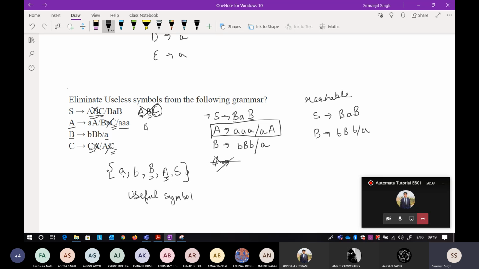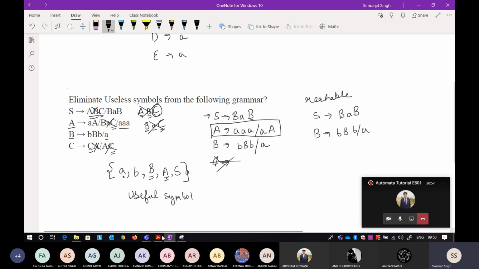In a similar way, if you see BAC, now B is there, A is also there, but C is not there. So you do not get rid of only one particular symbol, you have to get rid of all the production. Okay, so that is why I've deleted this one.